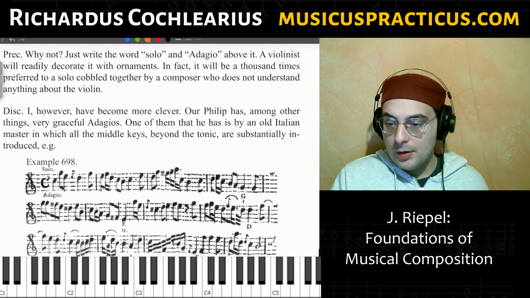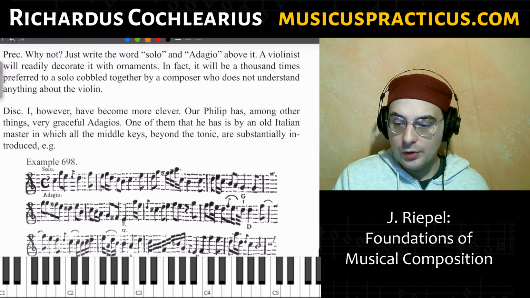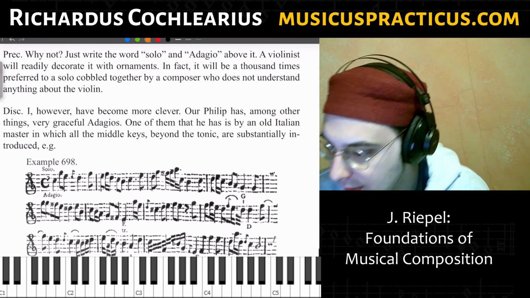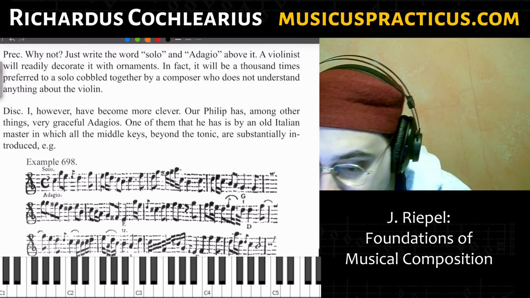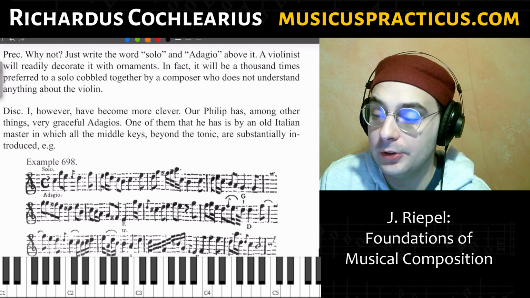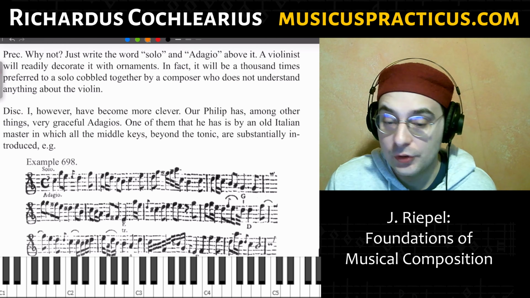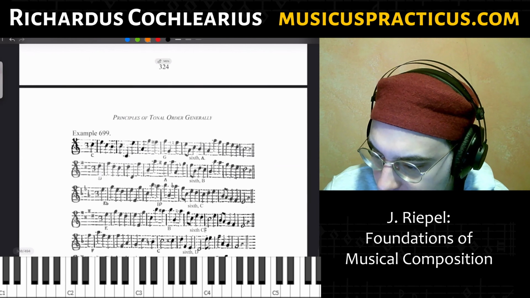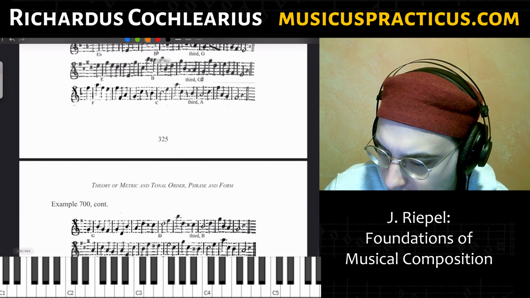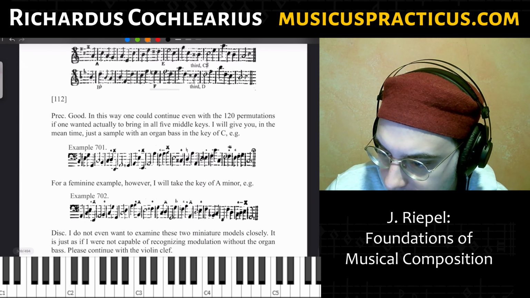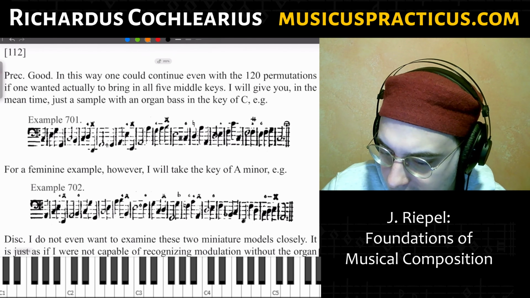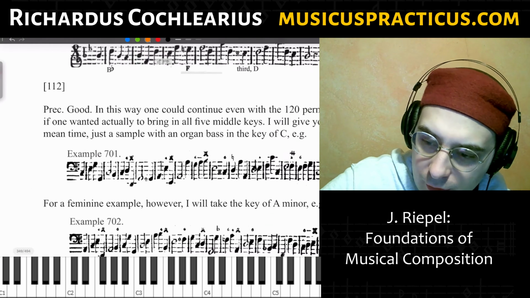I, however, become more clever. Our Philip has, among other things, very graceful adagios. One of them that he has is by an old Italian master in which all the middle keys beyond the tonic are substantially introduced. Now let's see if it's going to be just a little section. Yes, so we can continue, let's say, up to this point. Okay, then we have the organ bass, but we'll stop here before the organ bass.